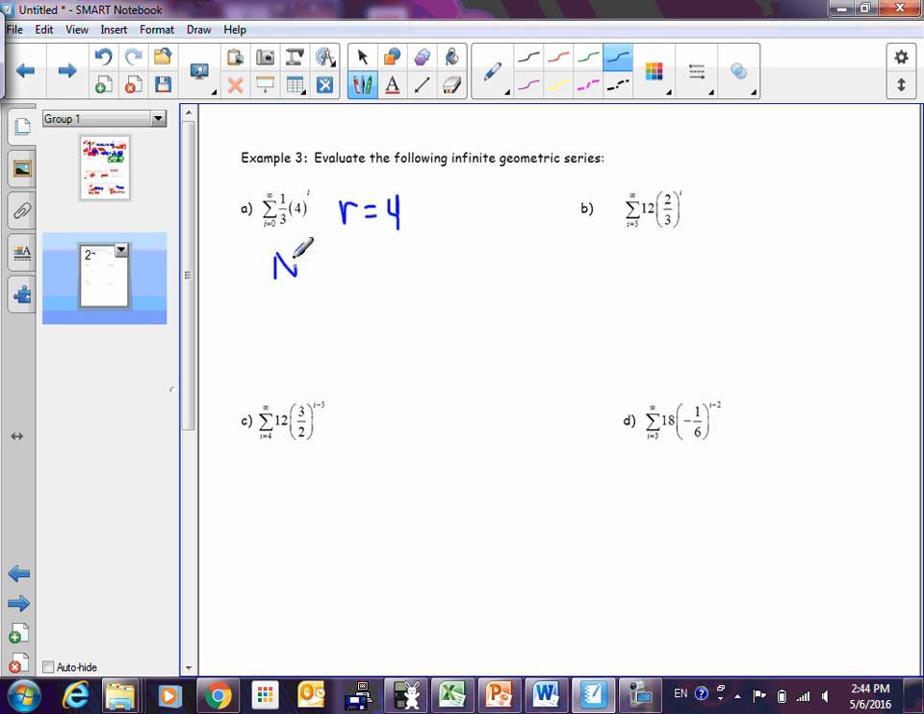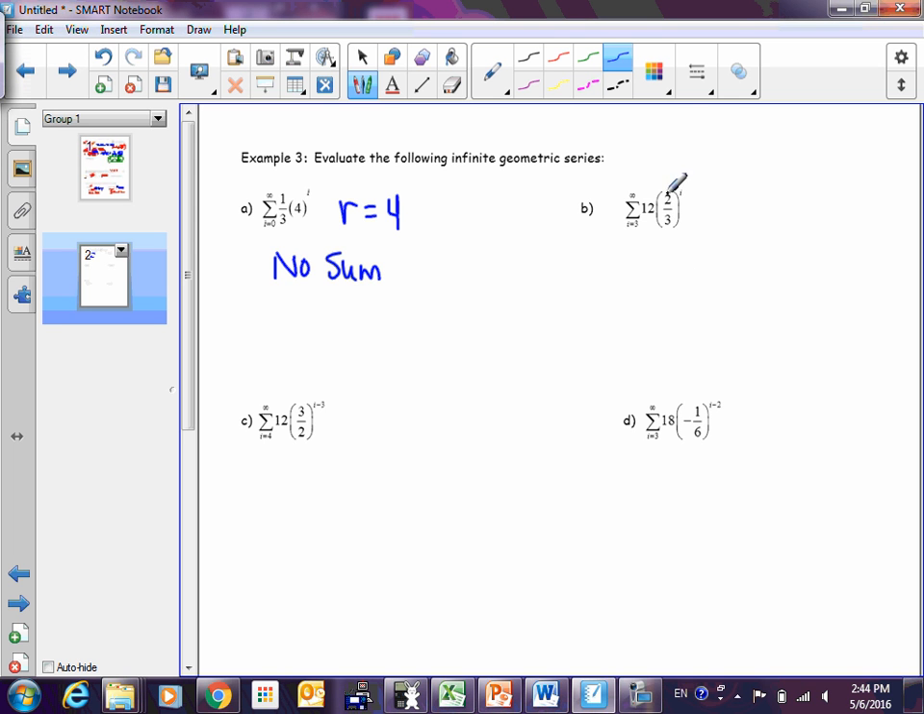So there's no sum. You could say no sum, infinite sum, or diverge. They all mean the same thing. You've got to recognize that right away, because if you don't, you're going to use the formula and get an answer, but it won't be the right answer.